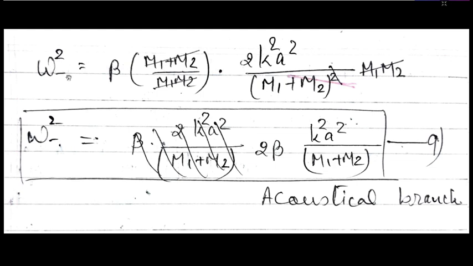Omega square for the acoustic branch is equal to, finally I do have the cancellation of m1 plus m2 with m1 plus m2 raised to square, so 1 will go on, m1 into m2 will get cancelled, so ultimately the rest part will be twice of beta k square a square upon m1 plus m2. This is for the acoustical branch. Again for a low frequency, that means k tends to 0, as well as where m1 is heavier than the m2.